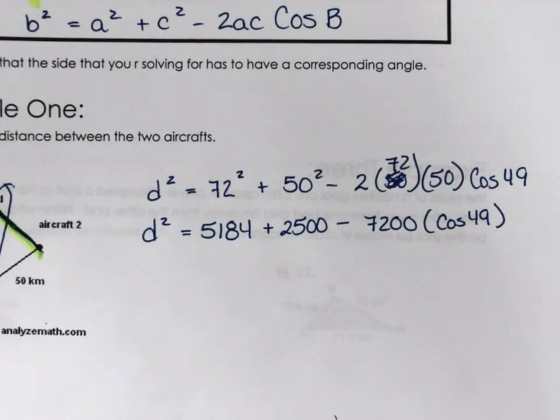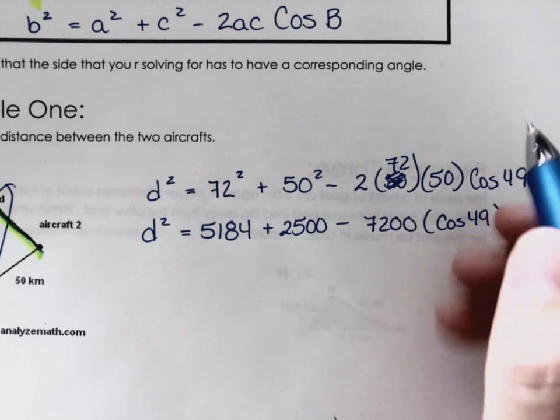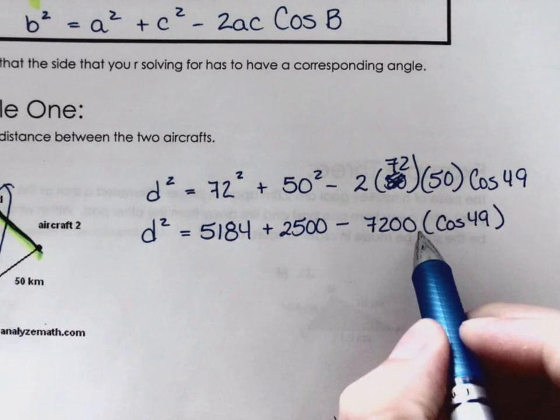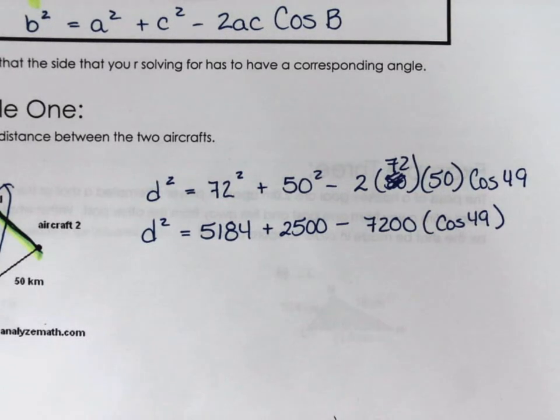I like to write it out, it just reminds me what all the numbers are. What operation is in between the 7200 and the cos 49? It means multiply, right? Keep that in mind because that's going to make a difference later. So let's do some math. I've got 5184 plus 2500 minus 7200 times cos of 49.